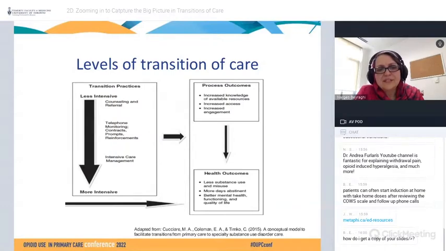When the transition practices are more intensive, the process outcome is better and the health outcomes are better. The process outcomes are increased knowledge of available resources, increased access to those resources, and increased engagement in treatment. And health outcomes are less substance use and misuse, more days of abstinence, and better mental health functioning and quality of life of our patients.